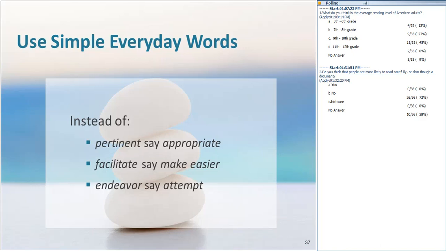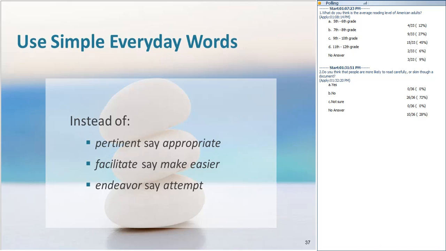The basic point to keep in mind here is that you want to choose words that will present your message clearly and accurately. In general, it's better to use simple, everyday language rather than unusual words that some of your readers may not understand. Instead of saying pertinent, say appropriate. Instead of facilitate, say make easier. And instead of endeavor, say attempt. Now, usually, everyday English words will do a better job.